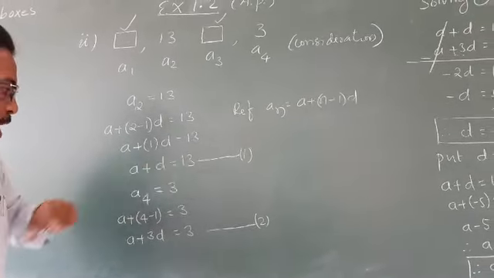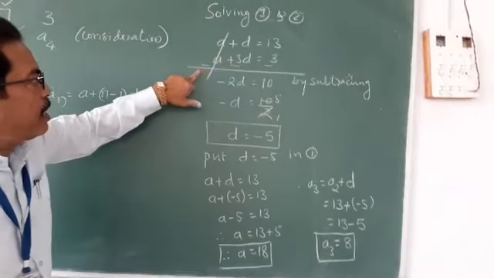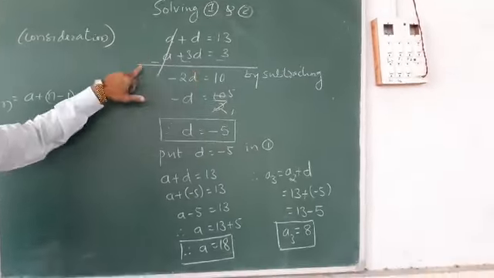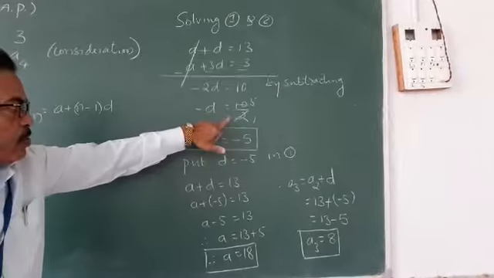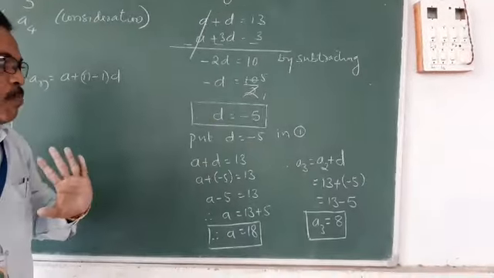Solving 1 and 2, see what we have done. A plus d equals 13, a plus 3d equals 3. By subtracting, we get minus 2d equals 10. Therefore minus d equals 10 by 2. 2 fives, therefore d equals minus 5.